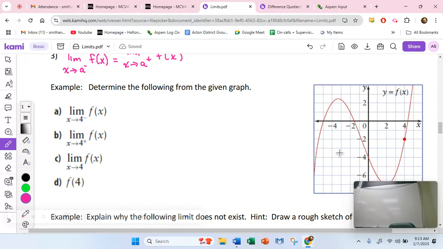Here's a function. It doesn't matter what the equation of this function is. Here's its graph. And from this graph, I'm asking you guys, what's the left-hand limit as x approaches 4? What is the right-hand limit as x approaches 4? Can you make a conclusion about what the limit as x approaches 4 is? And then what is the value of the function at 4? Well, let you guys have a think on this. Little hint, don't think overly hard about this.